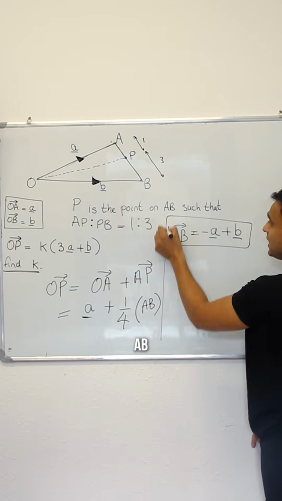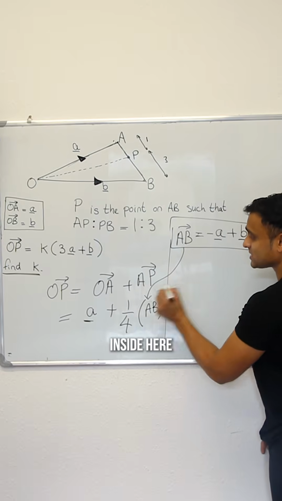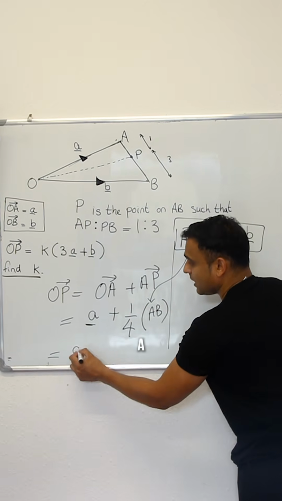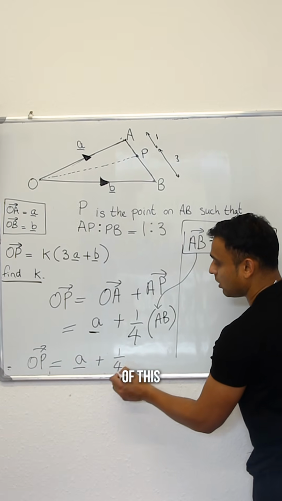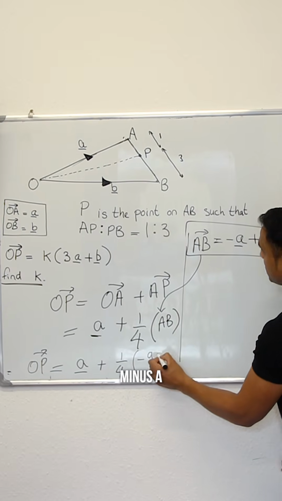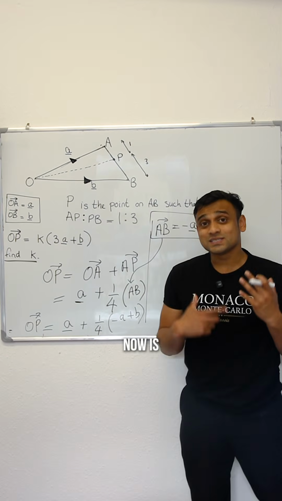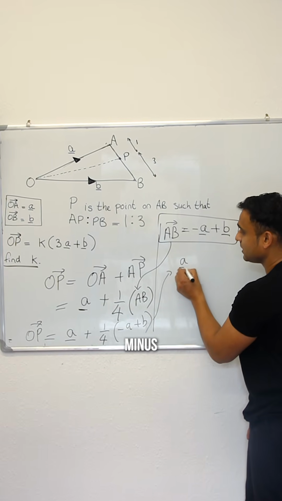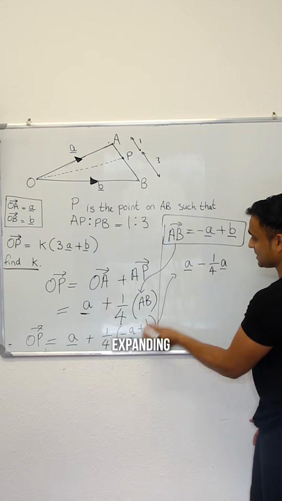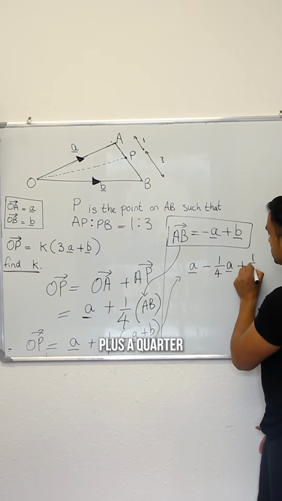So we have this AB. All we do is we substitute it inside here, and now we can say that OP is equal to A plus 1/4 of this expression here, minus A plus B. All we need to do now is tidy it up, and then we're nearly done with this question. So I'll come up here. So we're left with A minus 1/4 of A, expanding the brackets, plus 1/4 of B.